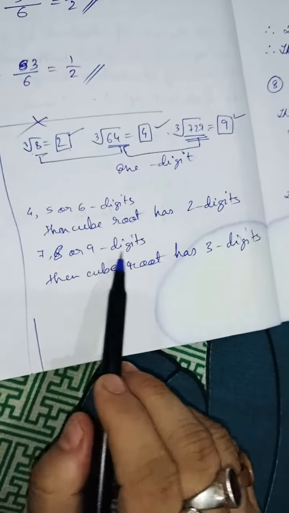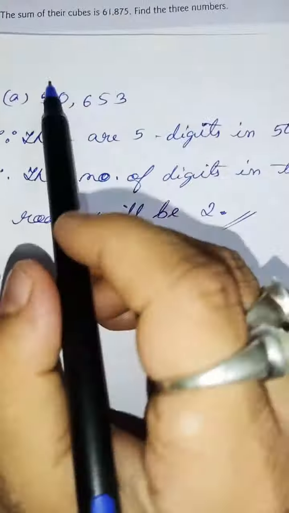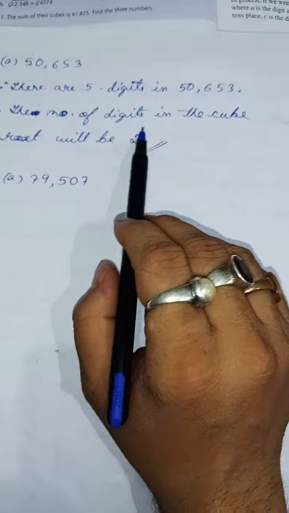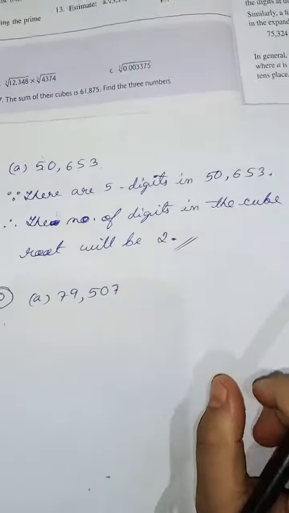If I take a number of 7, 8 or 9 digits, the cube root will have 3 digits. So in this question you check how many digits are there. 1, 2, 3, 4, 5. Because 5 digits are there, the number of digits in the cube root will be 2. So that is done. In this way number B also can be done.